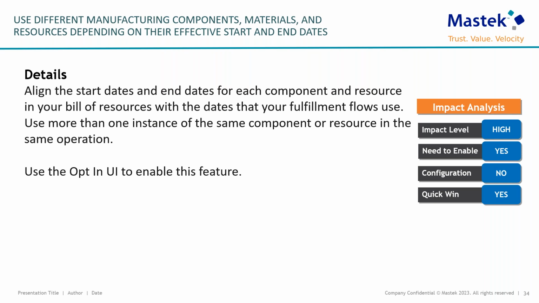Starting with this update, you can now specify these production changes in a single bill of resources. Promising will apply the lead time for each operation, then select the components, materials, and resources that are available and that are currently in effect according to their start and end dates. So align the start dates and end dates for each component and resource in your bill of resources with the dates that your fulfillment flows use.